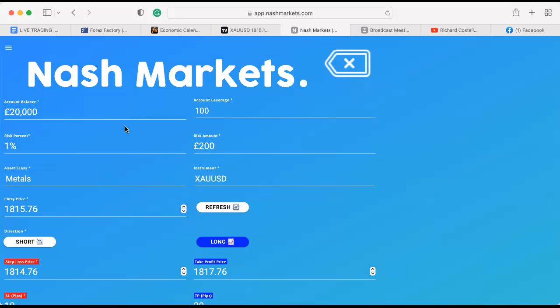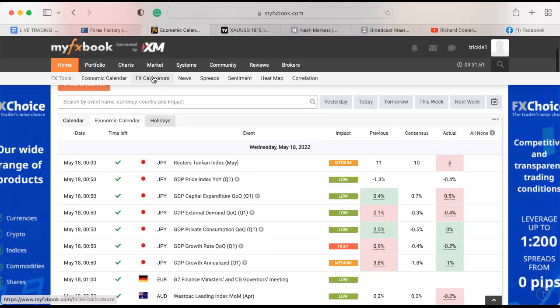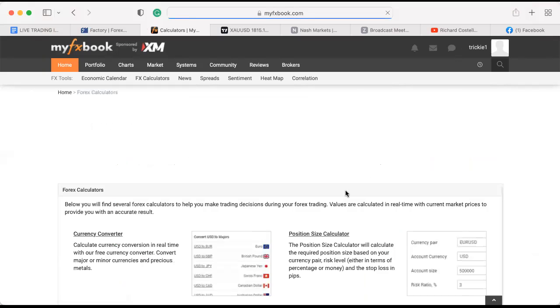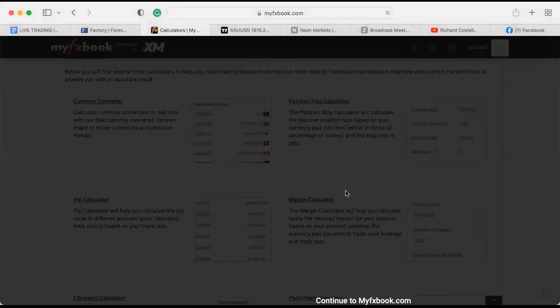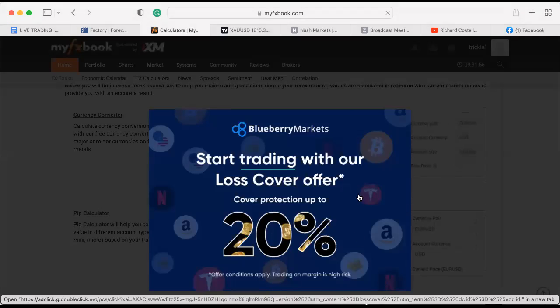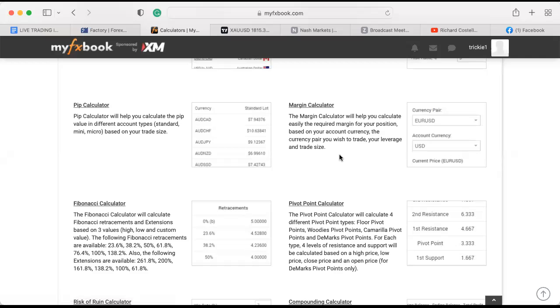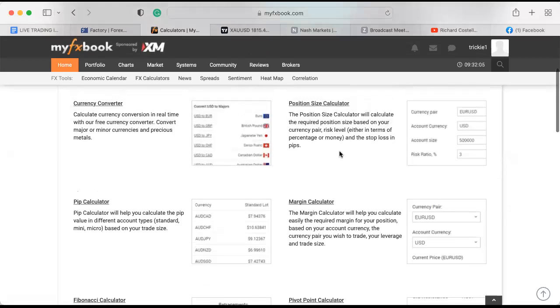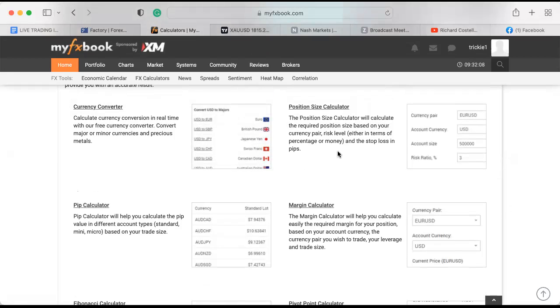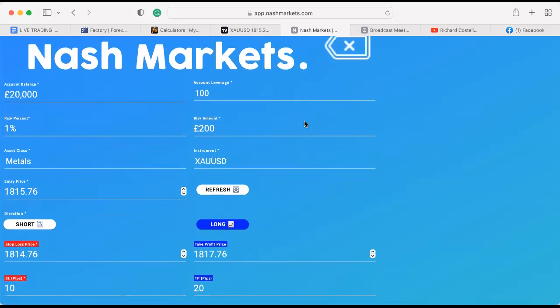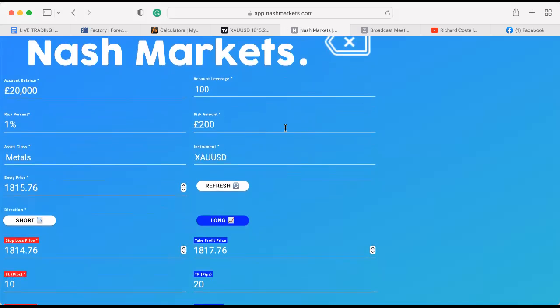It's way easier than using the My FX Book. If you go to FX calculators, they've got a position size calculator there, but that only works for Forex pairs. It can be used to work for gold, but you've got to make some adjustment to it. And I actually use this every time. So Richard, you haven't got to do that change to the 0.01 on the calculator? No, you haven't. It does it automatically.